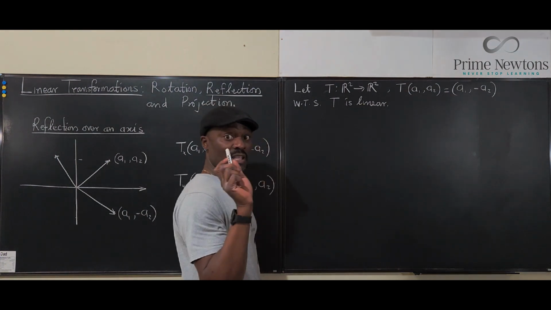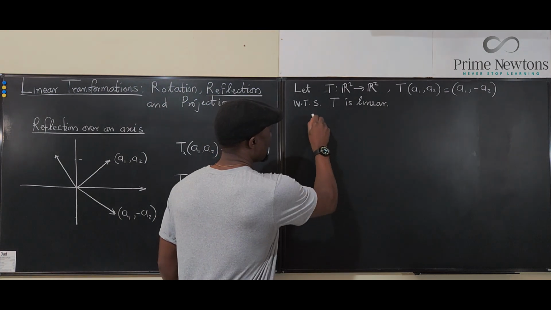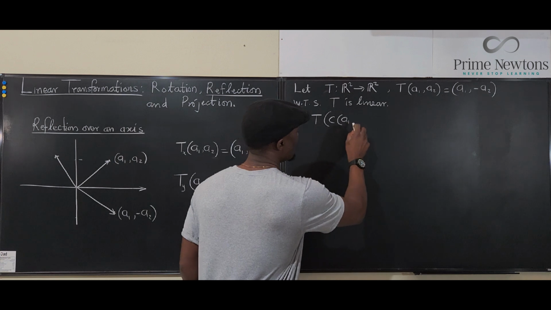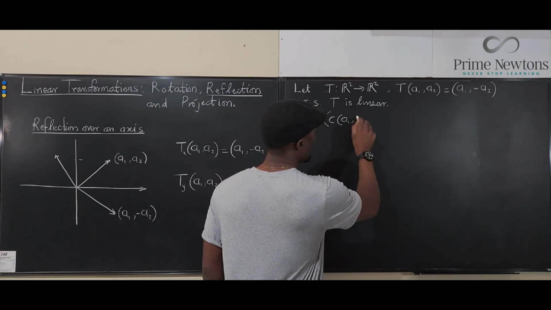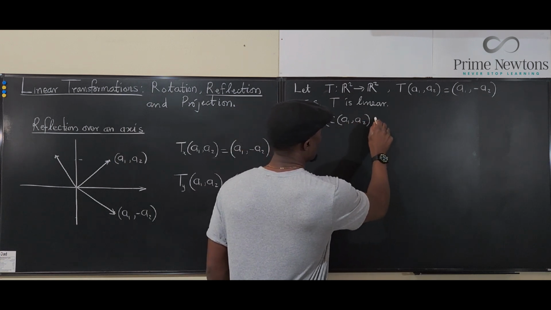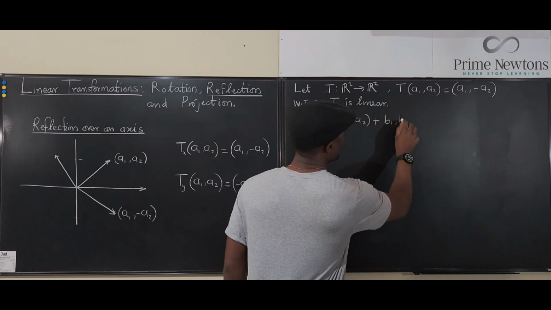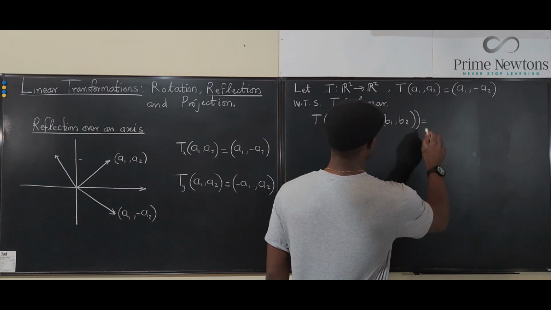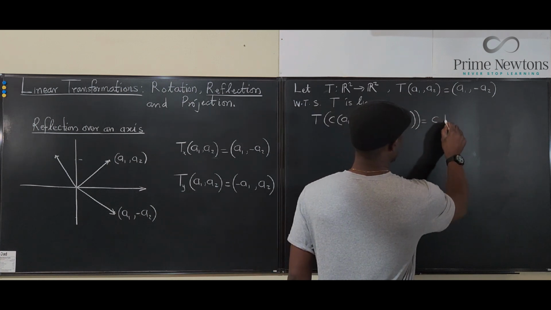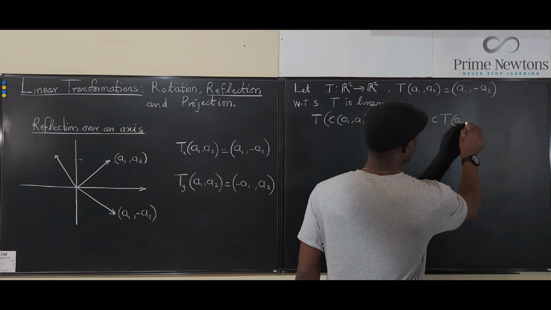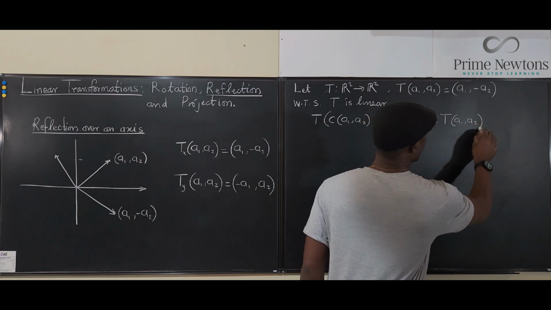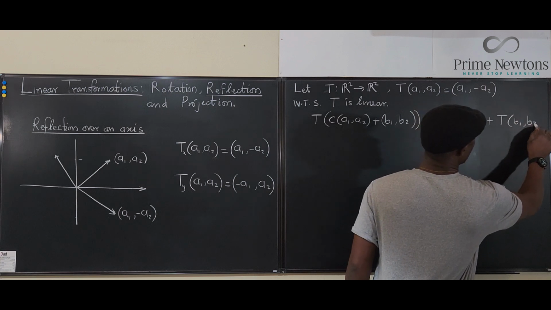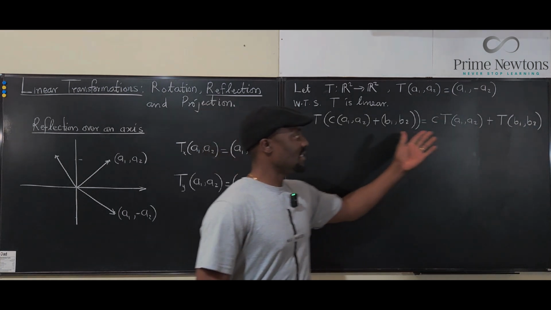So if T is actually linear, we're going to show T of c times (a1, a2) plus (b1, b2) will be equal to c times T of (a1, a2) plus T of (b1, b2). Okay, if we can show that this is the same as this, then we're good.